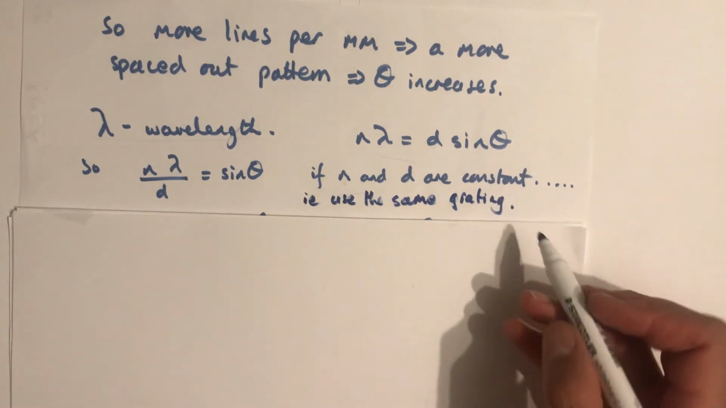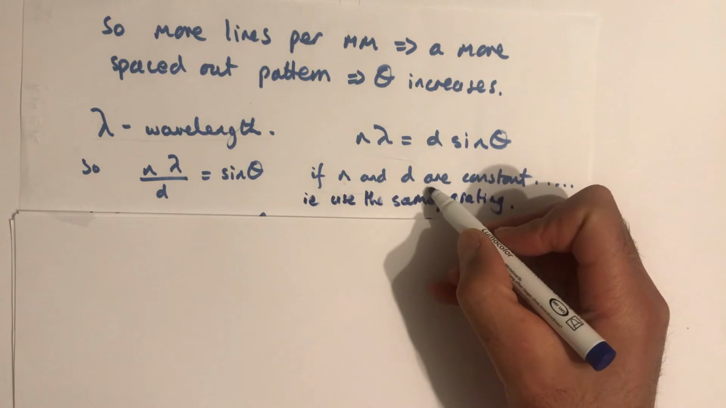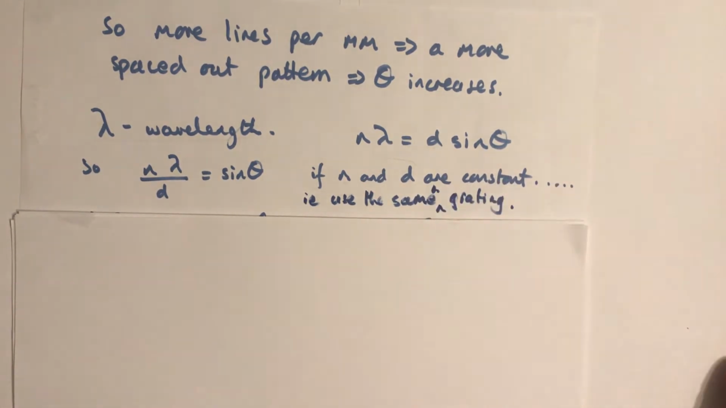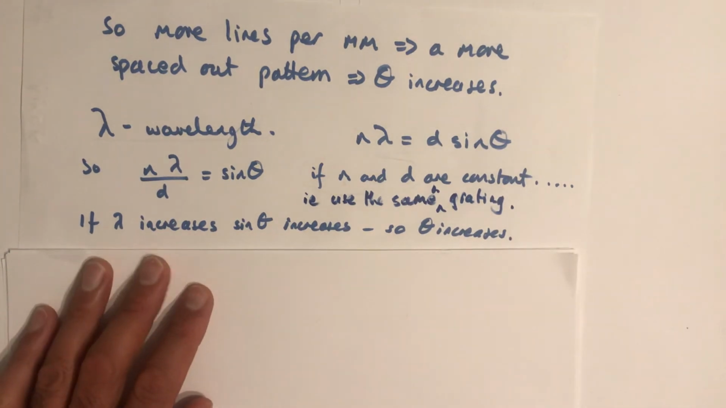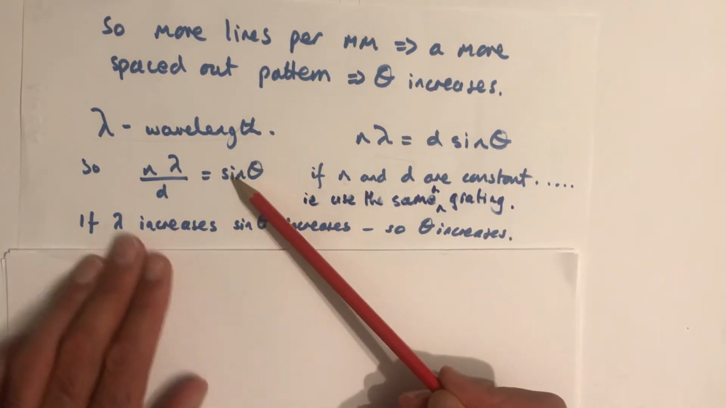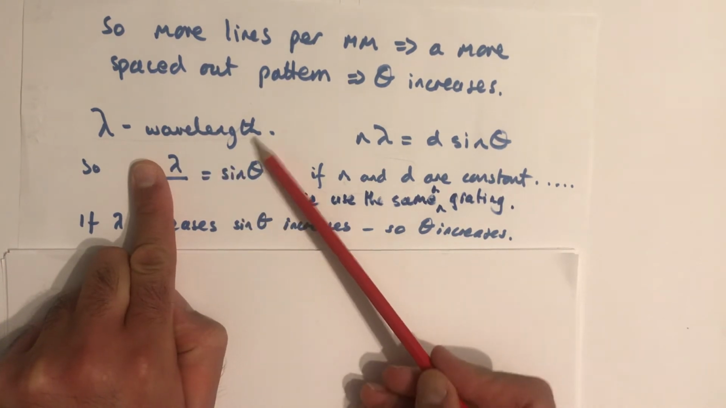In fact, I probably should use the term diffraction grating every time, so really I should have the word diffraction in there. I shouldn't start splitting it up. Okay, so just think about this. Now here we've got that if these two remain constant, if lambda goes up, then sine theta has to go up.